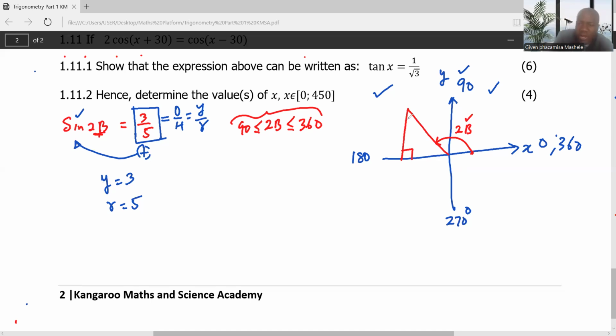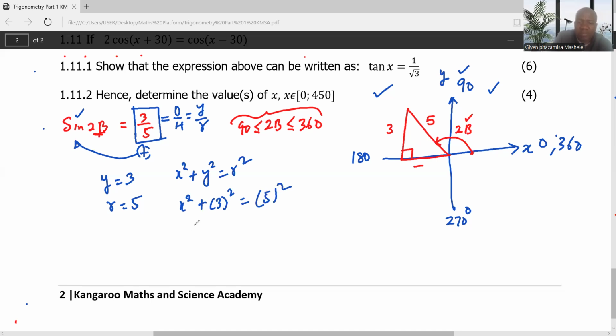Already we know the value of y. The value of y is 3. And the value of r, which is the hypotenuse, is 5. So you have to know the value of x. And since it's in the second quadrant, the x will be negative. So you're going to use the theorem of Pythagoras to solve for that x, but we have to take the negative one. So you're going to have x squared plus y squared is equal to r squared. We do not know the x. What we know is the y is 3 and the r is 5.